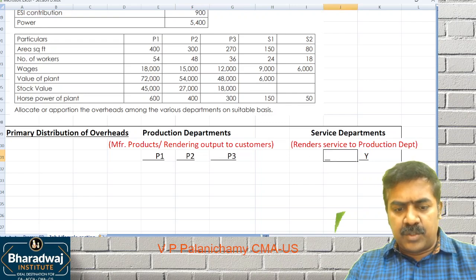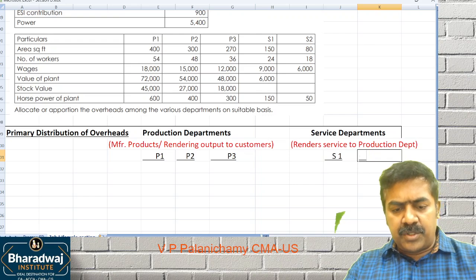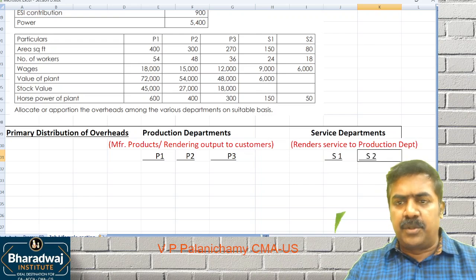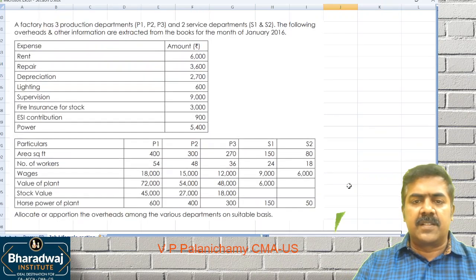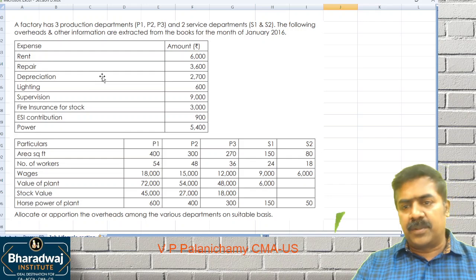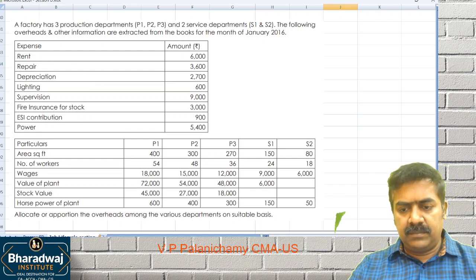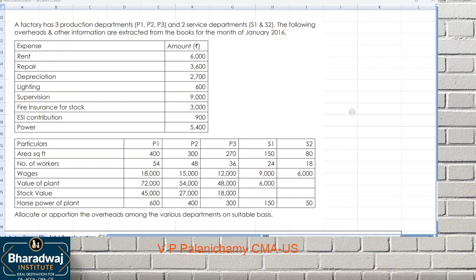Then we've got S1, S2. They don't ask you to work out total cost. They just ask you to apportion the overheads on a suitable basis. Can you try to work out? Try it and let's see.